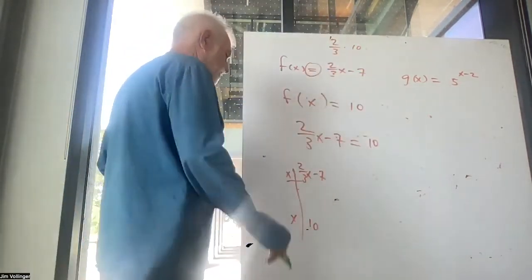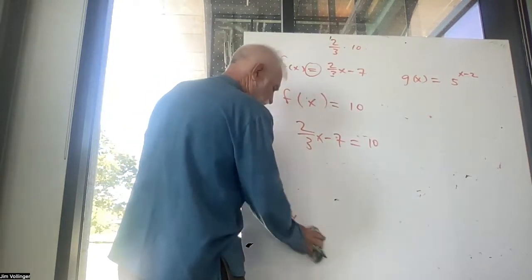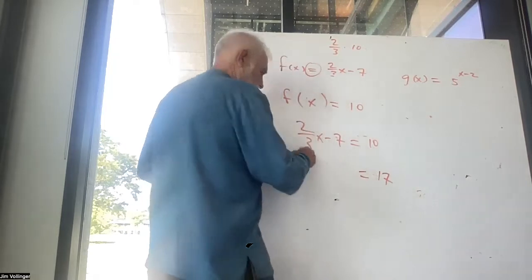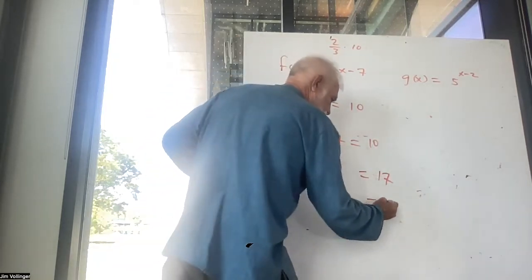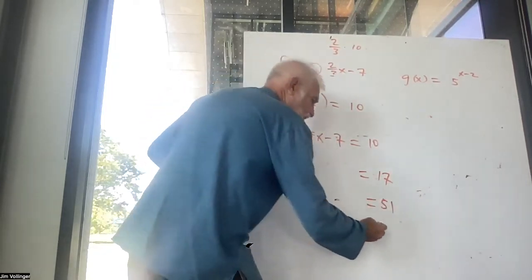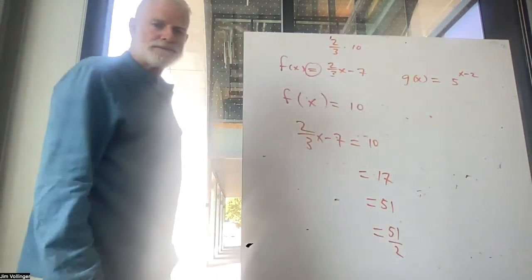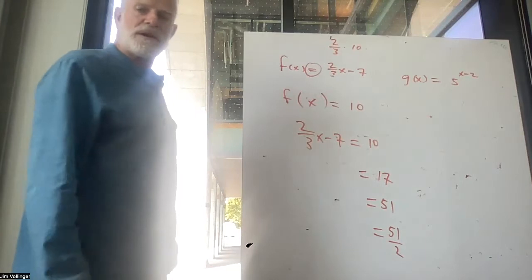How are we going to do that? Inverse operations. What are the inverse operations? Let's do them one at a time. Let's add 7. Let's multiply by 3. Let's divide by 2. There's your answer for that one. And that's called solving an equation.